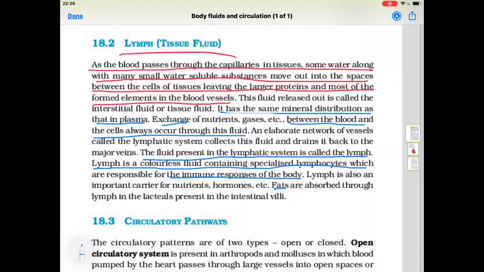Fats are absorbed through lymph in the lacteals present in the intestinal villi. In the intestine, villi are present. In the villi, lacteals are present. These lacteals are the vessels which help in the absorption of fat.